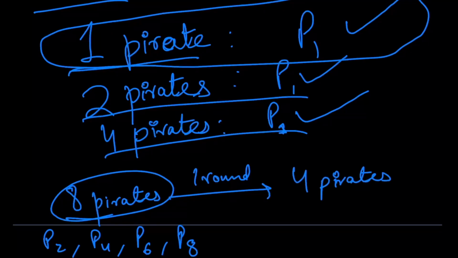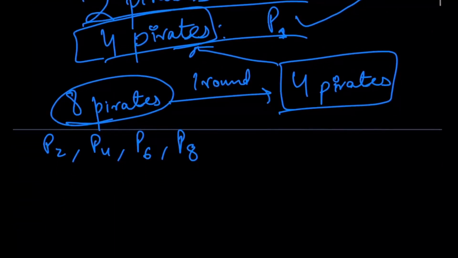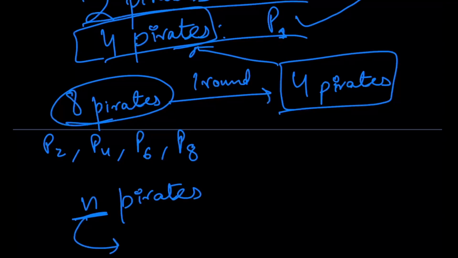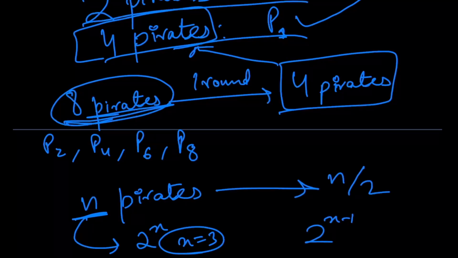And now what happens is, this case is almost identical to this case over here, where there's 4 pirates. So what I'm trying to get at is, when we have n pirates in a circle, and here n has to be a perfect power of 2, so 2 to the power x. For the case of 8 pirates, x is basically 3, right? What happens is the number of pirates after one round halves. It becomes 2 to the power x minus 1.